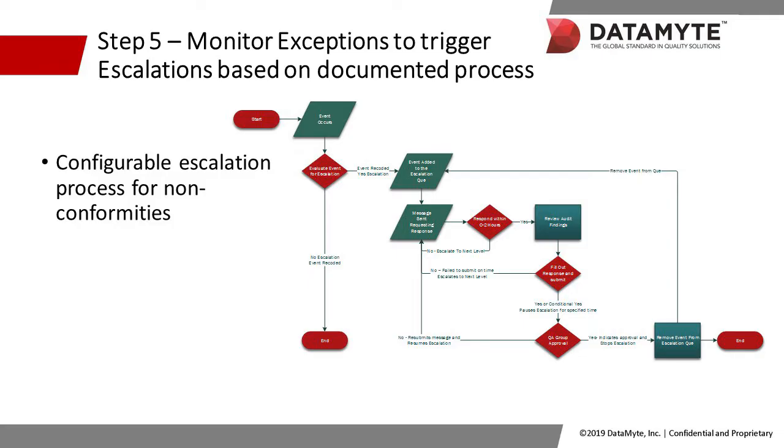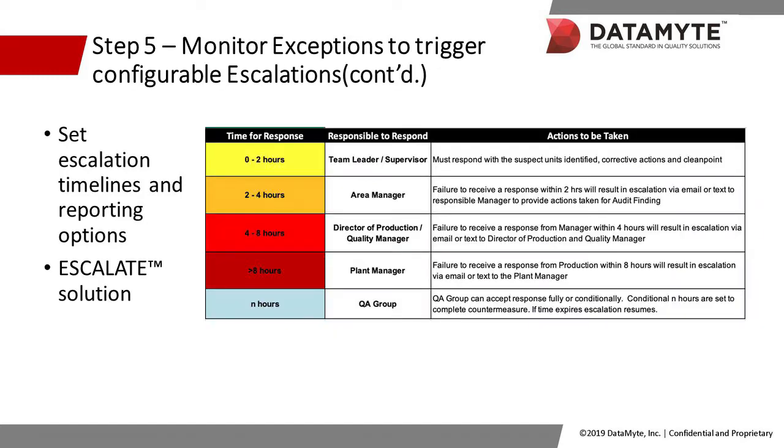When you encounter exceptions in data collection, Datamite provides the reporting and action-driven process to address them. Escalate software allows you to determine which events require follow-up and then configure escalation processes for nonconformities. Escalate provides a framework for building timelines and action plans, as well as reporting options.